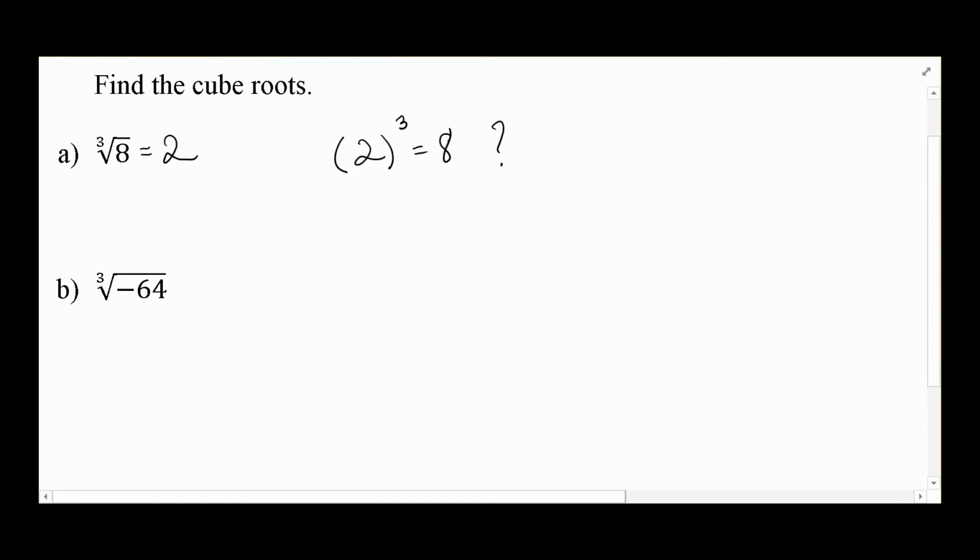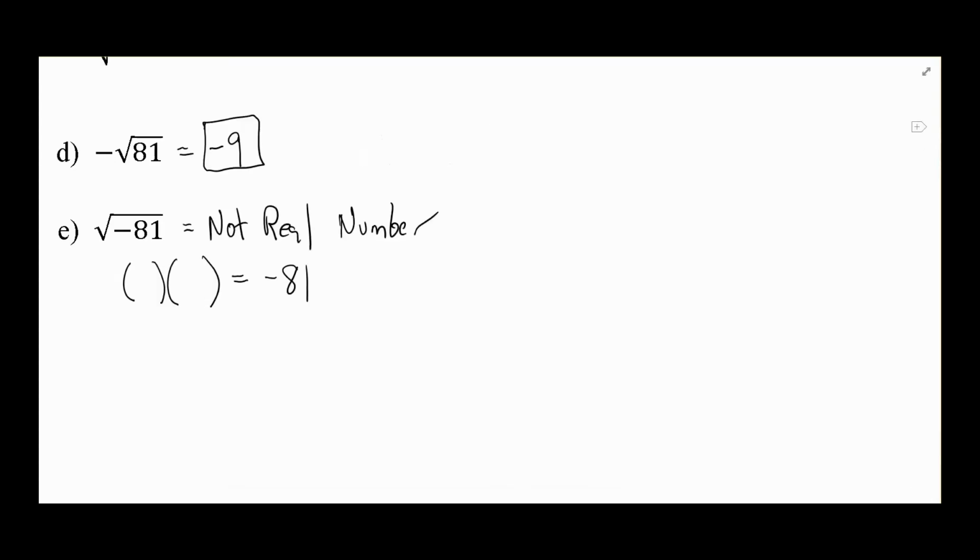Now let's look at B. Cube root of negative 64. Now if you remember back to example 1, when we took the square root of a negative, we said that's not a real number. But our reasoning for that is because if you multiply a positive and a positive, you get a positive. If you multiply a negative and a negative, you also get a positive. There's no way to square a real number and get a negative.